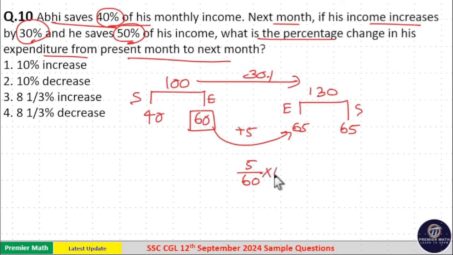So 5 out of 60 into 100 is equal to, 20 goes 3 times in 60, 20 goes 5 times in 100. 5 into 5 by 3 is 25 by 3. 3 goes 8 times in 24, remaining is 1 by 3. So 8 and 1 by 3 percent, 8.33% increment. This 5 rupees increment is from this previous 60 rupees. So increment is 5 out of 60 into 100.